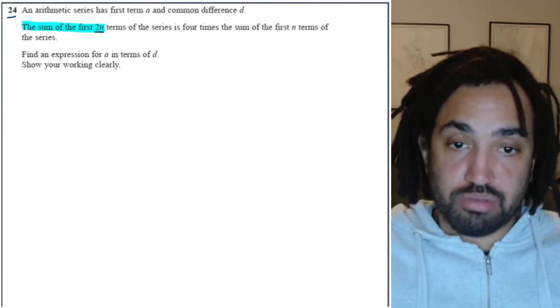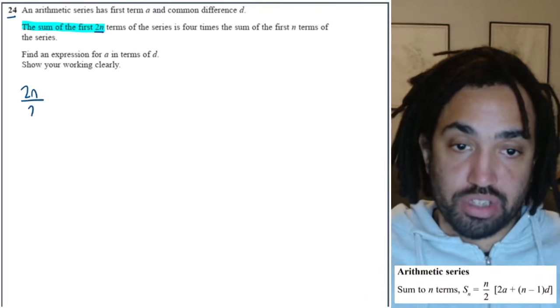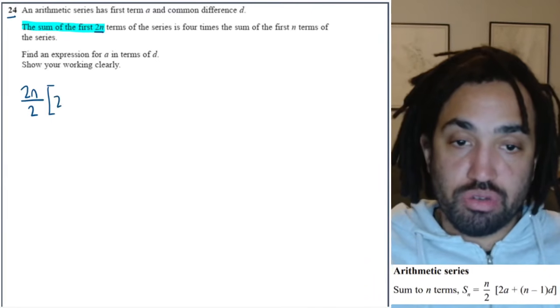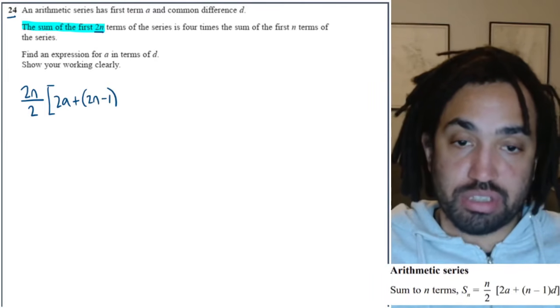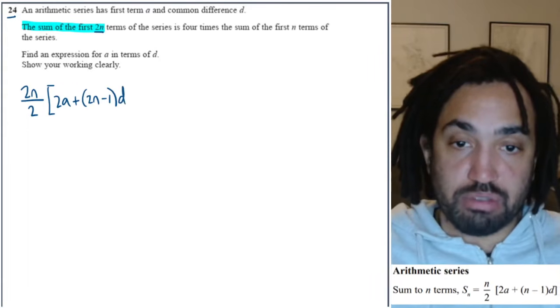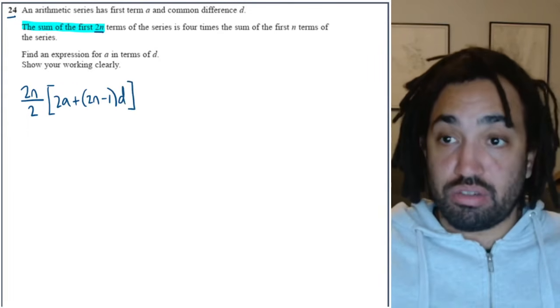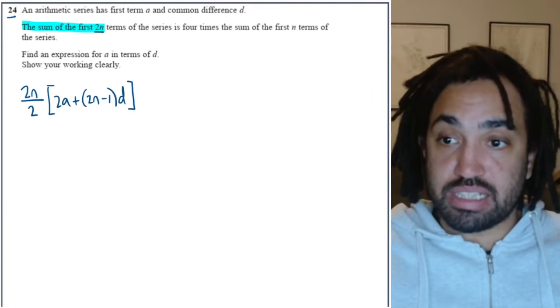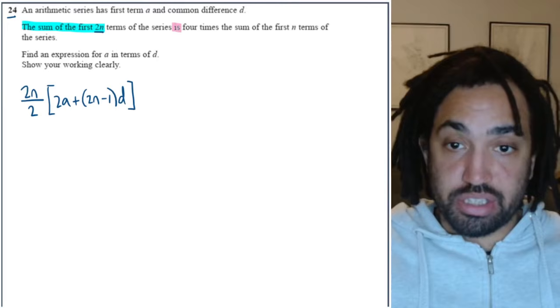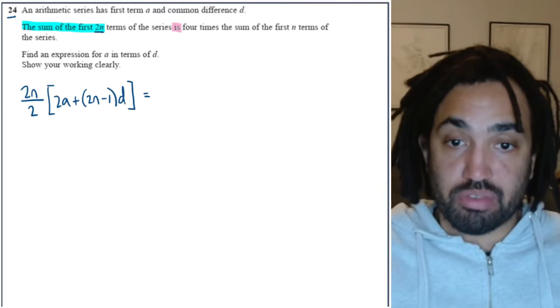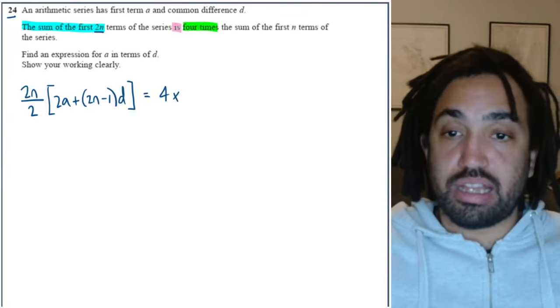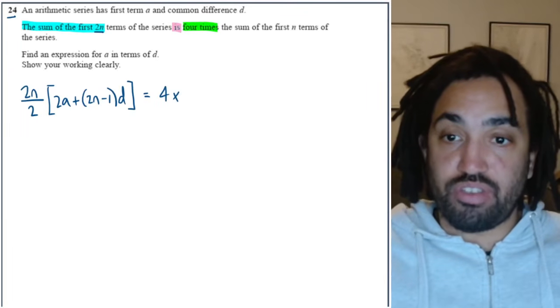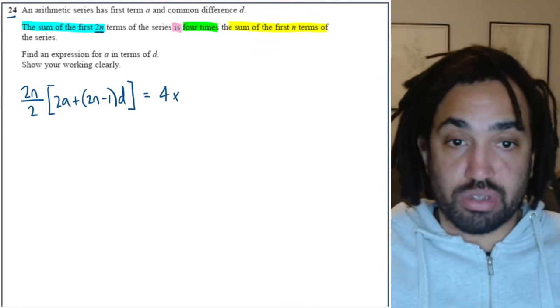And if you remember, our summation formula is position over 2 times a plus position minus 1. And that position is 2n in this case, times by d. Great, and then we're going to read on, and it says that that is, which means equals, and then the next thing we see is 4 times, so I write 4 times, and then it says the sum of the first n terms of the series.